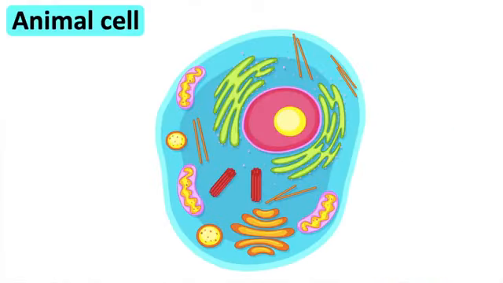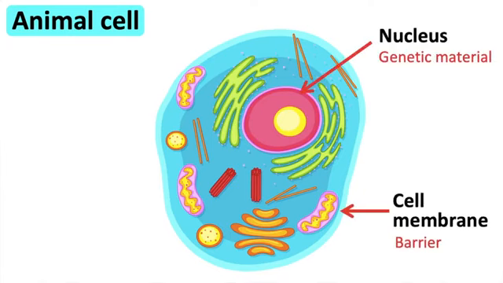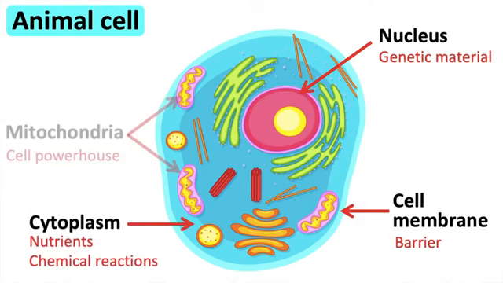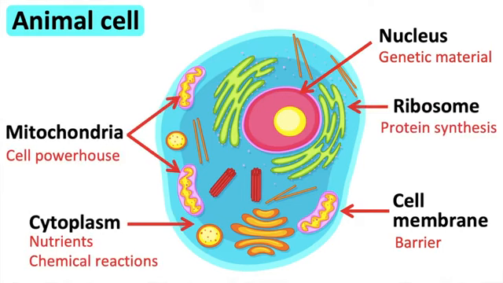Animal cells have irregular shapes. They contain a nucleus, cell membrane, cytoplasm, mitochondria, and ribosomes. The nucleus contains genetic material. This controls the cell's activities. The cell membrane controls the movement of substances that go in and out of the cell. It's able to do this because it has a structure that is permeable to some substances and not others. You can think of it as a gatekeeper.